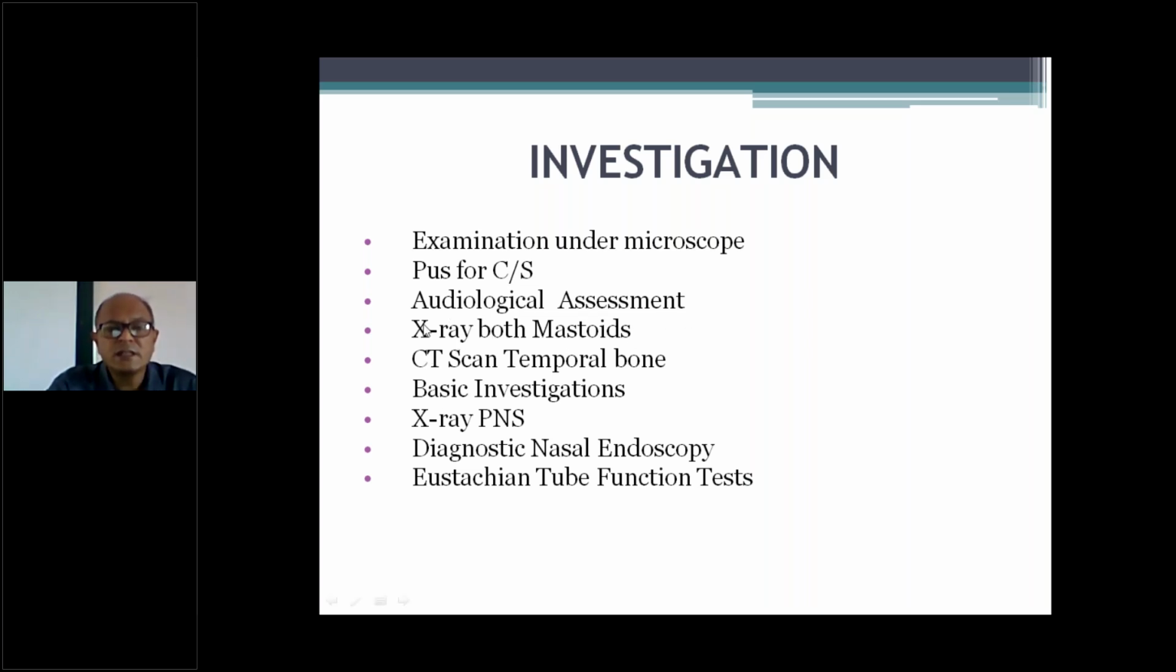X-ray of both mastoids. Now the CT of the temporal bone is far superior. Rather, an HRCT, a high resolution CT scan of the temporal bone is very important and is almost a gold standard investigation for visualization of the middle ear, the labyrinth, and the mastoid. So what information do you get? The most important information you get is the degree of pneumatization.